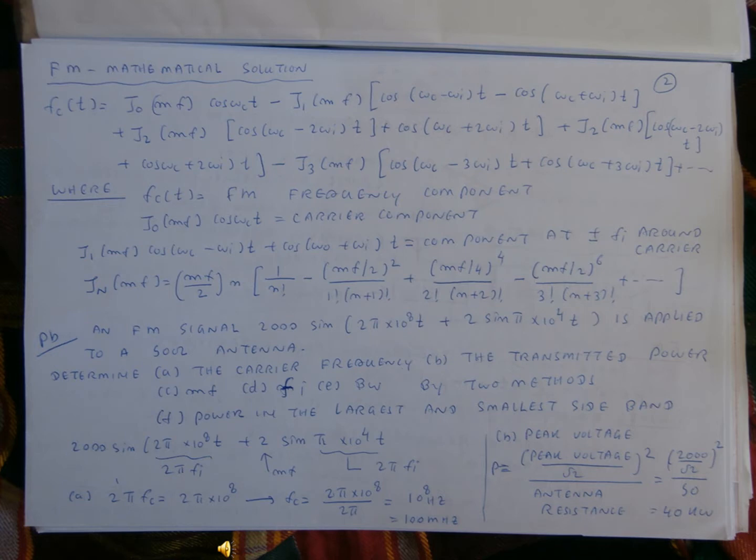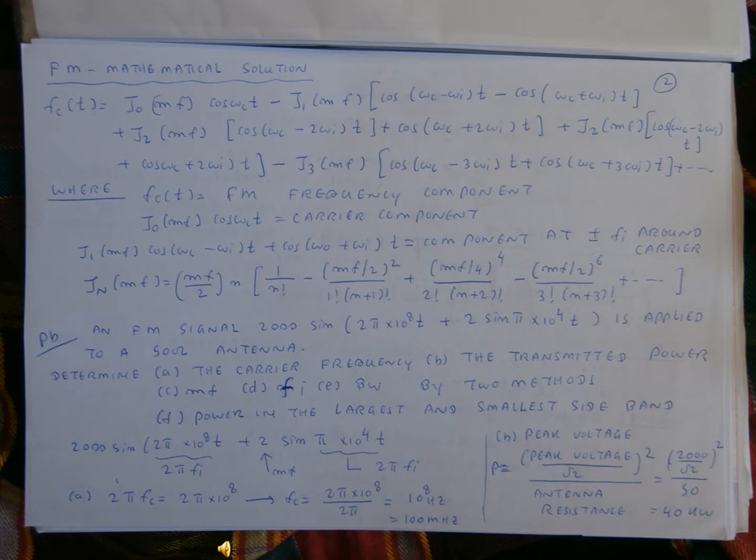The next one is the frequency modulated waveform's mathematical solution. The frequency modulated waveform's carrier frequency equation can be written as e = J0(mf) cos ωc t − J1(mf)[cos(ωc − ωi)t − cos(ωc + ωi)t] + J2(mf)[cos(ωc − 2ωi)t + cos(ωc + 2ωi)t] − J3(mf)[cos(ωc − 3ωi)t − cos(ωc + 3ωi)t]. This is the mathematical solution for the frequency modulated waveform.